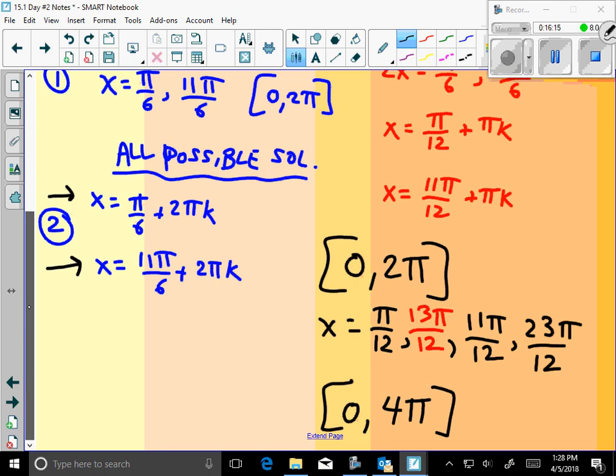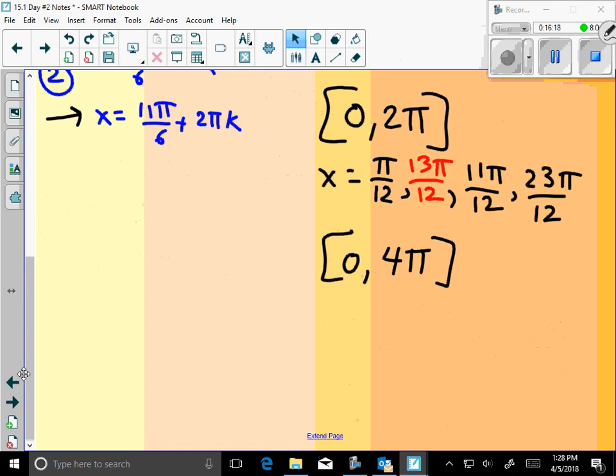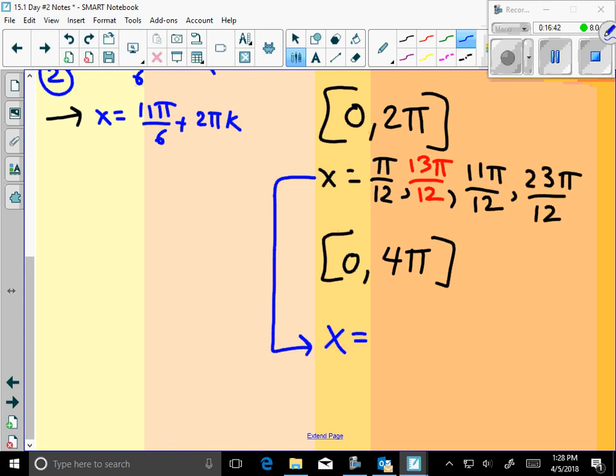Find the next 4 solutions after that. What would I do to those? How am I getting from there to my next set of 4 solutions? I'm just adding what to it? 2 pi. I'm going to the next time around. So I'm going to add 2 pi, which is the same as adding 24 pi over 12.